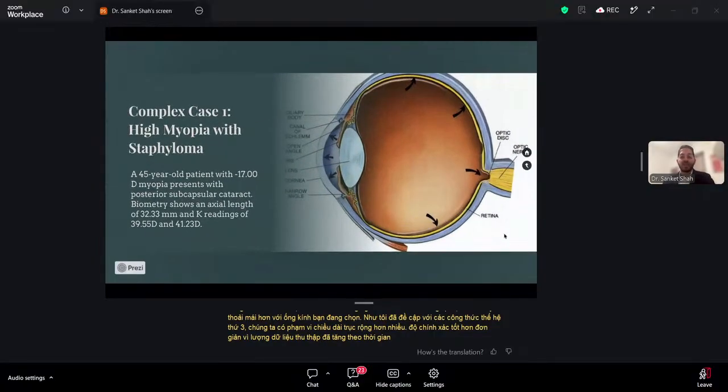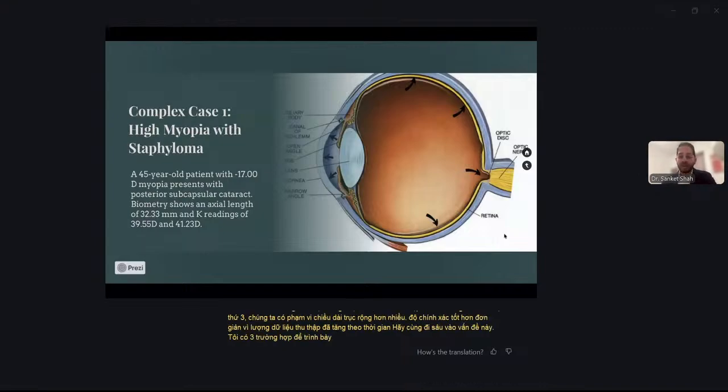So let's dive right into it. I have 3 cases to present to you. I think they're all pretty unique. They're all patients that I've had in my clinic in my short tenure as a practicing ophthalmologist. I welcome questions, and we'll have some interactive questions as well.